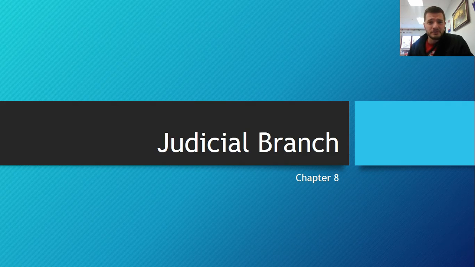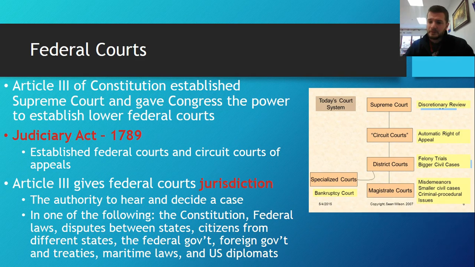All right, well, anyway, I guess we're going to get started. So, judicial branch, third and final branch of the federal government. Let's get right to it. Article 3 of the Constitution establishes just the Supreme Court. Put a star by that one. That's really important.